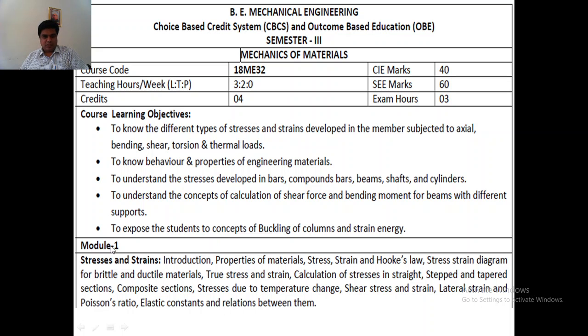For example, in module 1, you learn stress and strain. The learning objective of this module will be to know the different types of stresses and strains developed in the material, which is subjected to different kinds of loading: axial, bending, shear, torsion, and thermal loadings. As you go further and go deep inside the modules, you can understand all these terms.